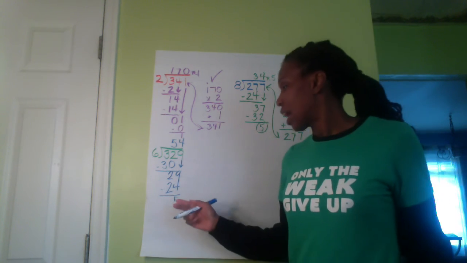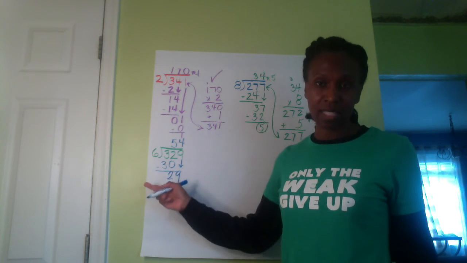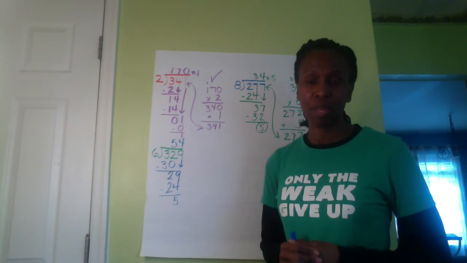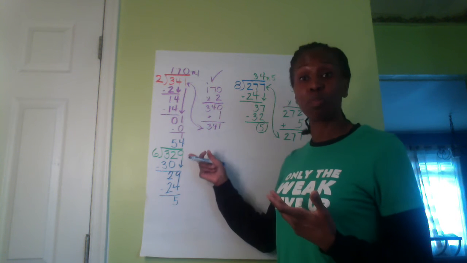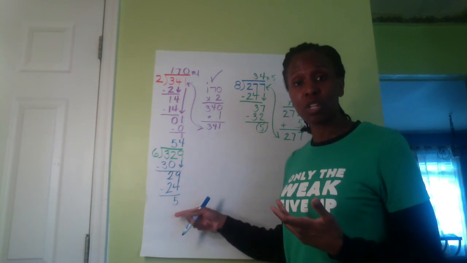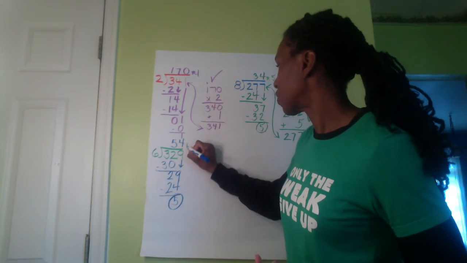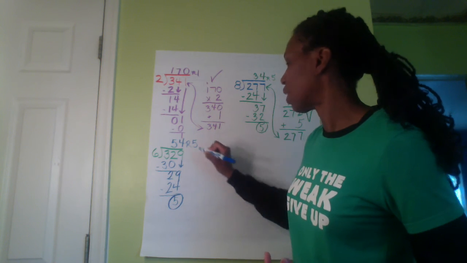Okay, so I'm good. After I subtract, it's time for me to compare. 5 is less than 6, so we have the right number. The next step would be to bring down the next digit in the dividend, but there's no more left. So instead of repeating, this is my remainder. So the answer is 54 with a remainder of 5.